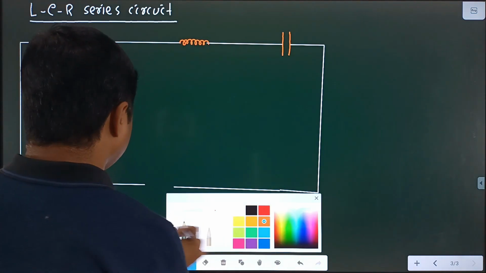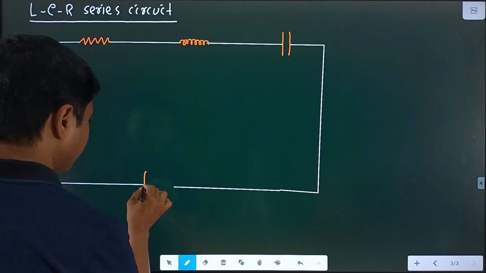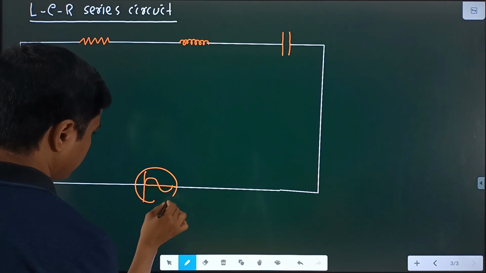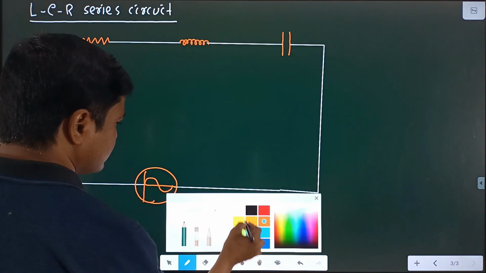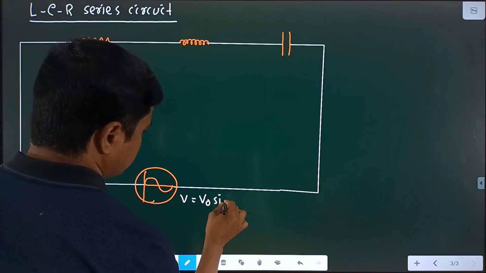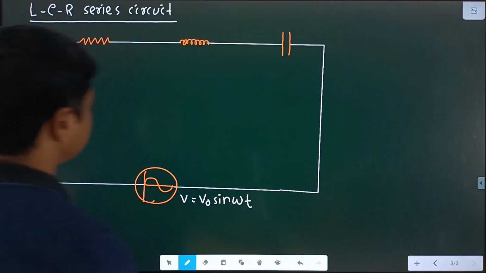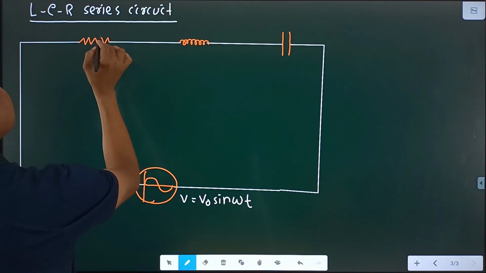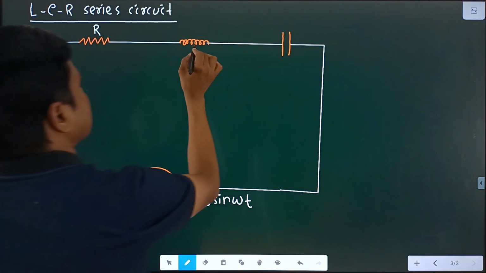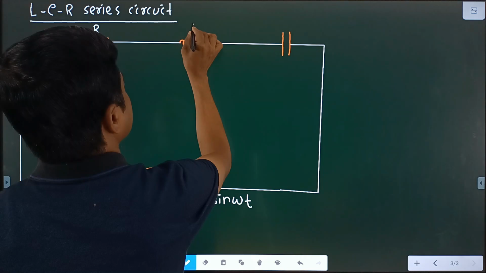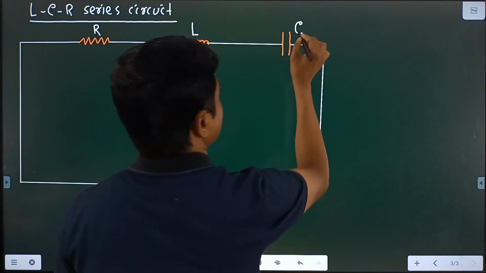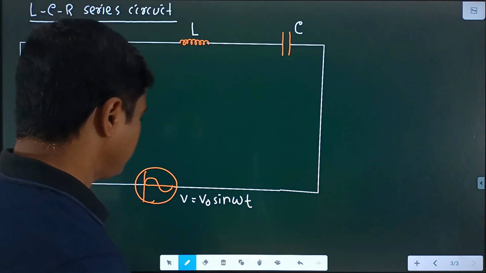And here an AC voltage is applied. And this is the symbol of an AC voltage. And the applied voltage we write that is V. V is equal to V0 sin omega t. You know that. Clear? And for resistor, suppose the symbol is R. For inductor, we write inductance, its symbol is L. For capacitor, its capacitance, we write the symbol that is C.